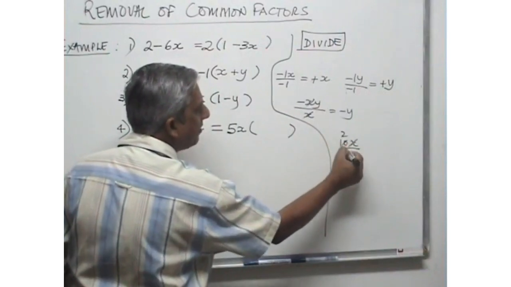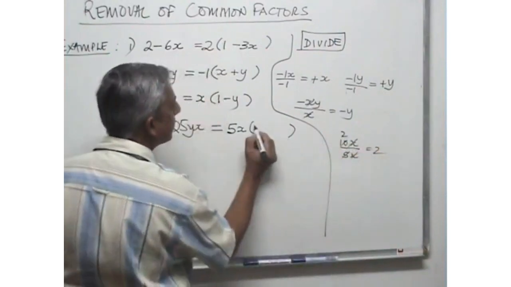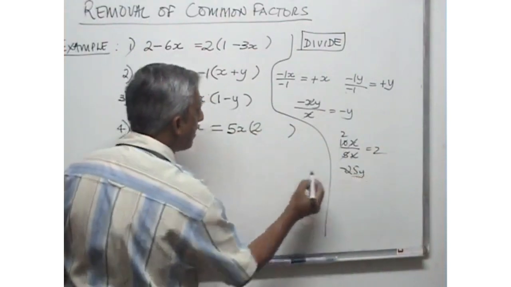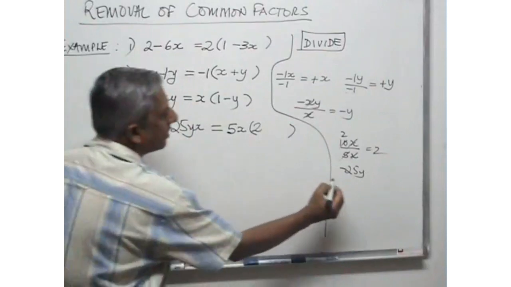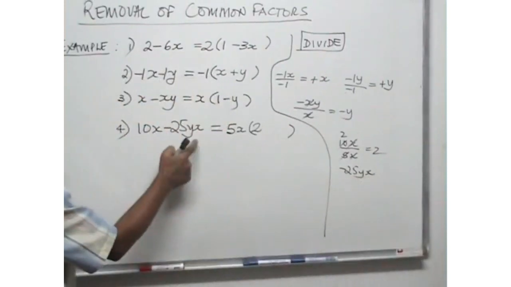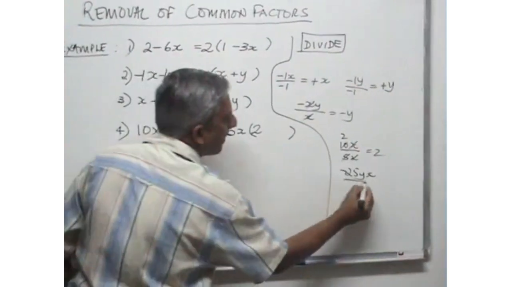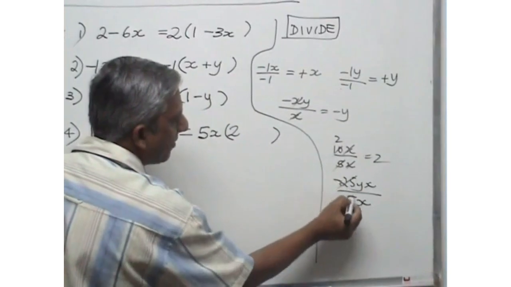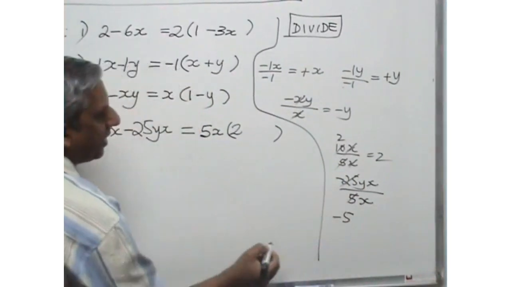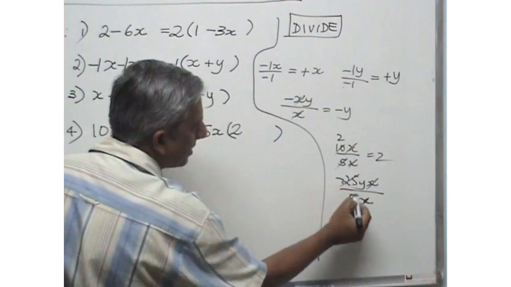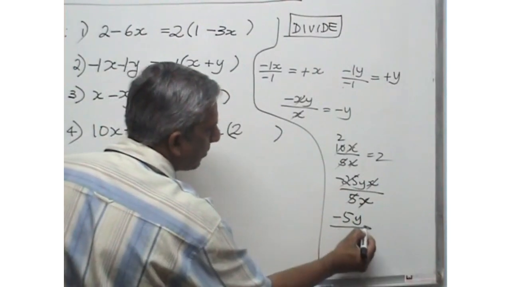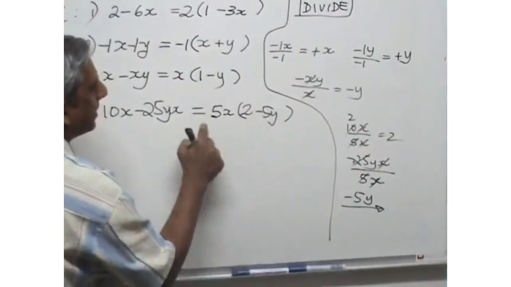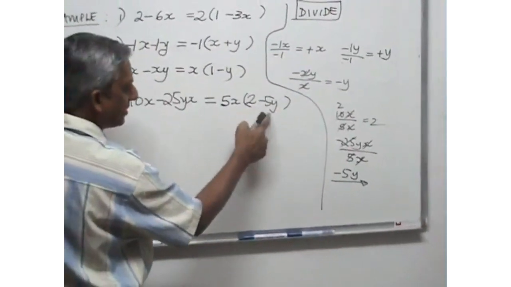5 divided into 10 is 2. The x's cancel. You're left with 2. Then you're dividing minus 25yx by 5x. So it's nice to write it down like this so that you can see what's happening. Now minus 25 divided by 5 will give you minus 5, and x will cancel off with x and you're left with y on the top. So you're left with minus 5y. So there's your answer: 5x into 2 minus 5y.